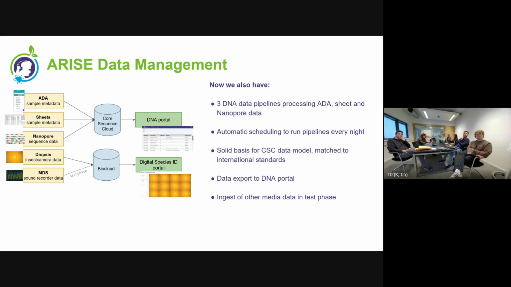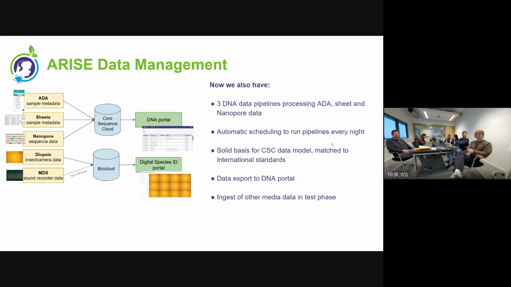So we actually added 3 data pipelines to ingest all the sample metadata that comes in through either ADA or through the sheets. People handing in data through sheets have a bit of a habit of making up their own minds about formats of a date or numbers. You would think a number is just 1, 2, 3, but can also be a dozen or things like that. So we try to harmonize and standardize all of that, as well as the nanopore sequence data.